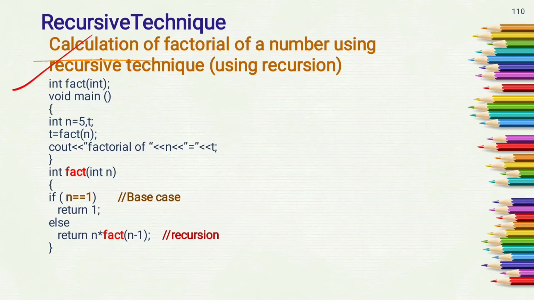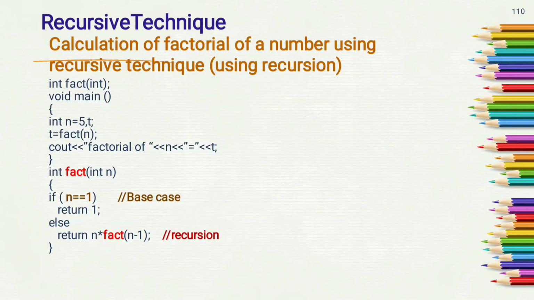This is the program for calculation of factorial of a number using the recursive technique. First we have to declare the function int fact(int). This function requires one input parameter which is of type integer, and this function will return a value of type integer. In void main we declare a variable n having value 5 and a variable t, which is used to store the value returned by the fact function. Then we print the factorial of n by writing this statement.